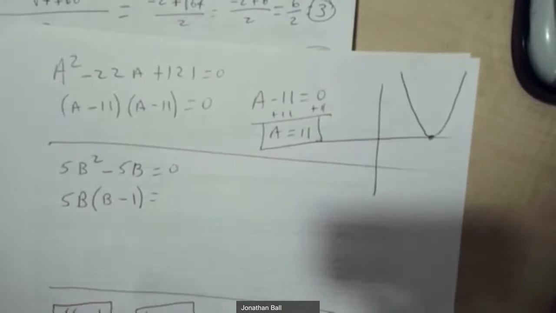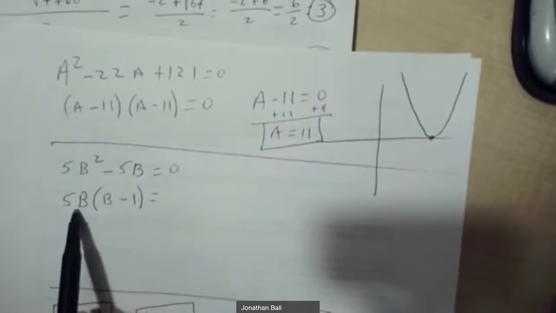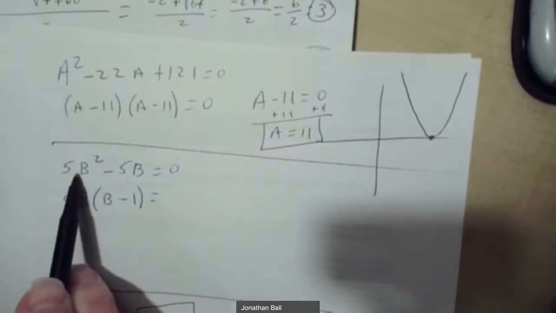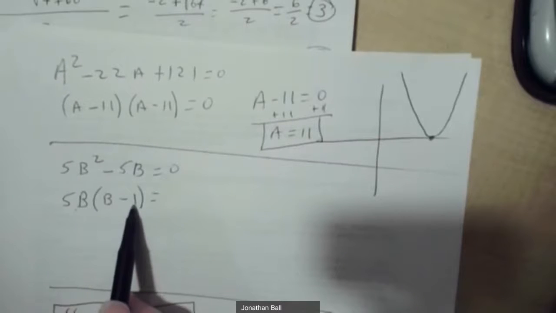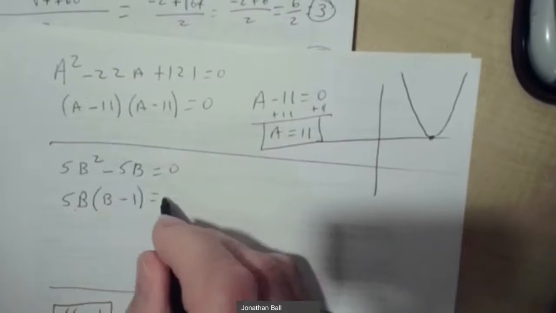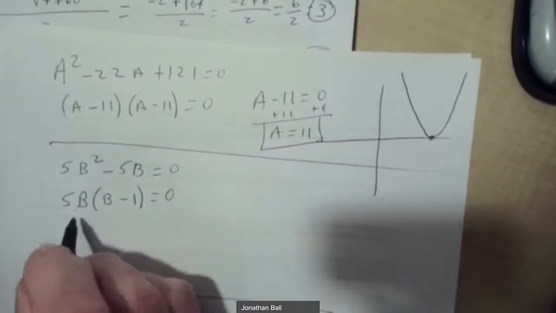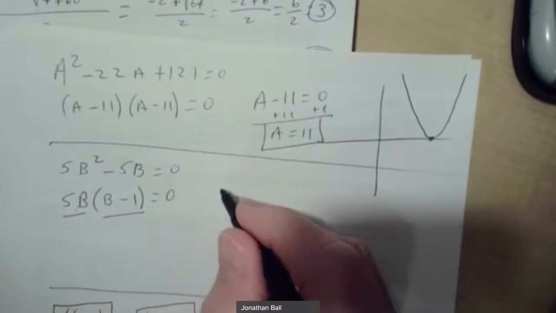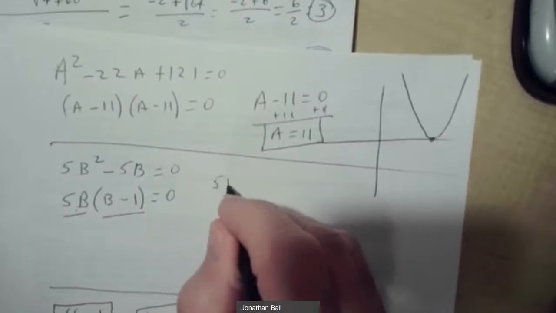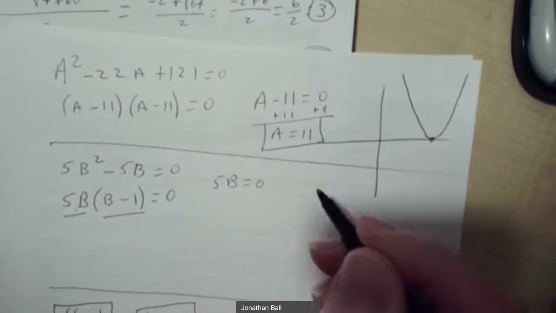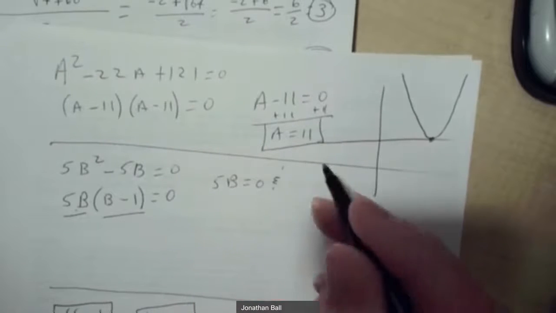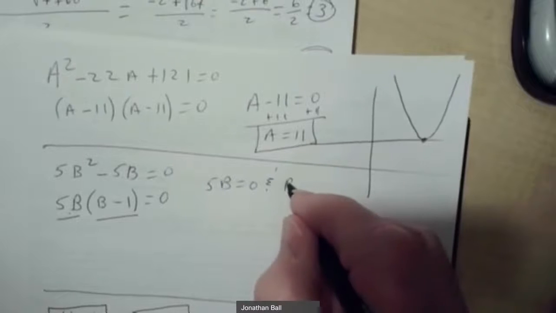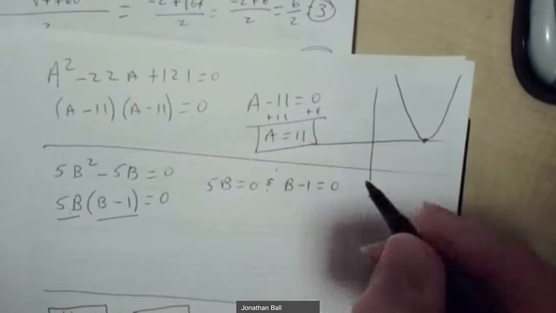Now again, do yourself a favor here and do this backwards to make certain that you've done it right. 5b times b is 5b squared, that's right. And 5b times negative 1 is negative 5b, so we're correct. Now we have two factors, here and here. And we set each one of those equal to 0. 5b equals 0. And b minus 1 equals 0.